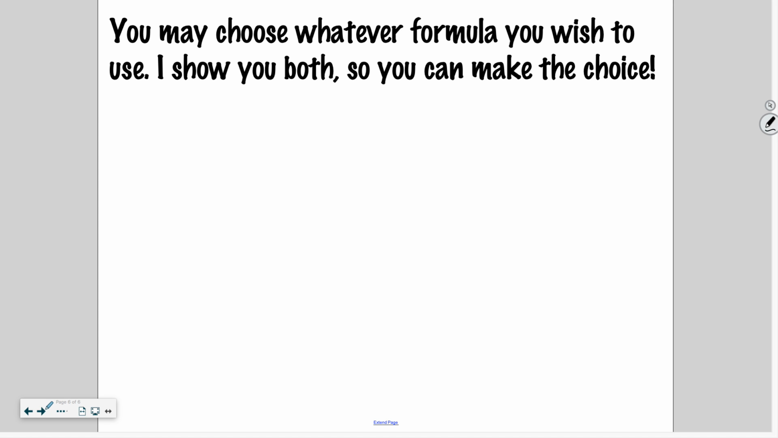Like I've been saying, you may choose whatever formula you wish to use. I show you both so that you can make the choice. Once again, I really would recommend using the balance formula instead of the interest, but it's up to you. You make your own choices. You're old enough to make your own choice, and for some of you, that other one might be easier. It's not for me.